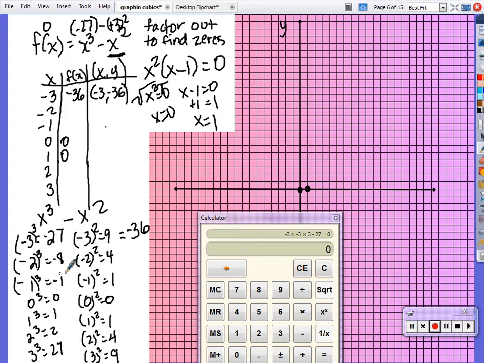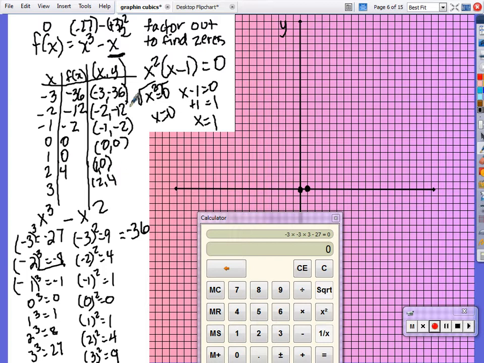We plug in the -2. And then remember, our -2 cubed is -8. And we're going to subtract 4. So that's going to make -12. So -2, -12. We're going to plug in the -1. So we get -1 minus 1. That gives us a -2. So -1, -2. 0, 0. And 0, 1, 0. Oops. And now we're going to plug in the 2. So we're going to do 2 cubed, which is 8, minus 4, which is 4. So it's going to be 2, 4.